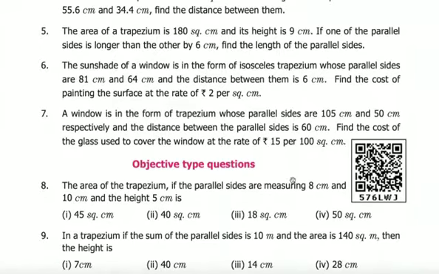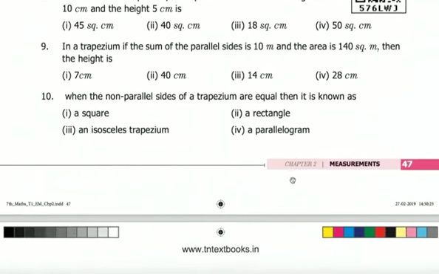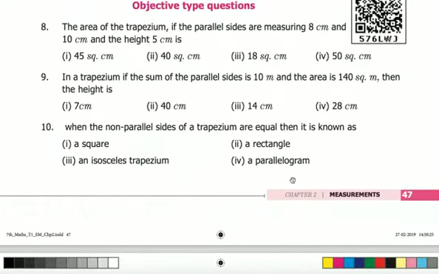This is also you need to find the area. Okay, that is also quite simple. So the area of the trapezium, if the parallel sides are measuring 8 cm and 10 cm and the height is 5 cm: 18, 9, 9 fives are 45. So this is the answer.